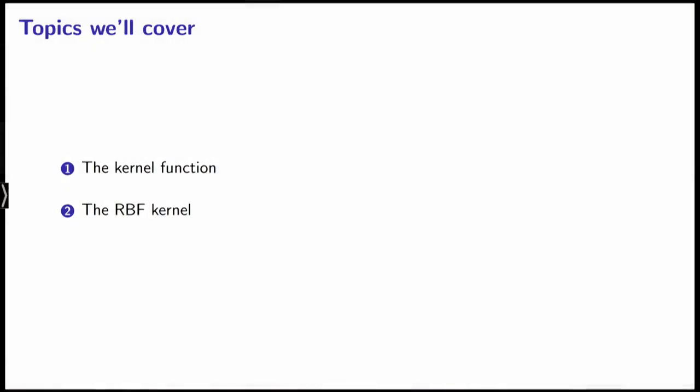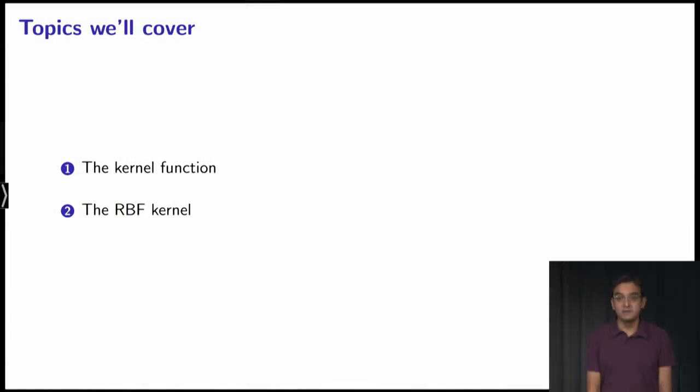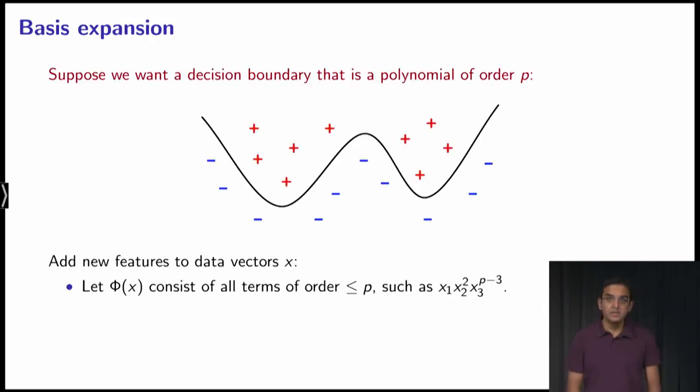So what we'll do today is to take all of this to a whole new level. We'll start by observing that the central object in the kernel perceptron and kernel SVM is something called the kernel function, and this will open the door to all sorts of other types of decision boundaries. So let's start with a quick recap.